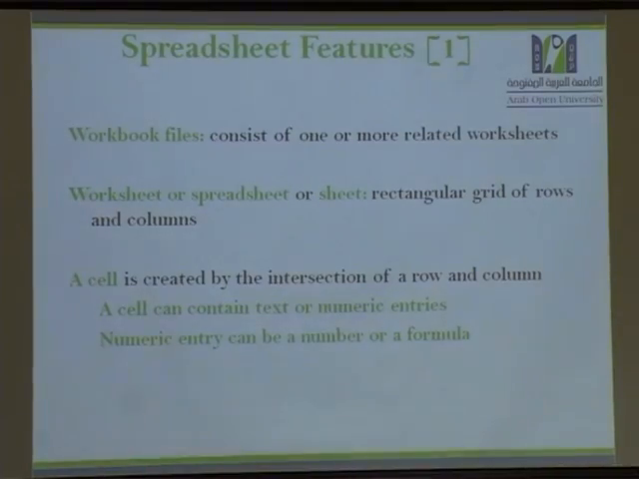Now we have a workbook file. The workbook file is a number of spreadsheets. So two or more spreadsheets are called a workbook. A workbook or spreadsheet, or even sheet, is just a rectangular grid of rows and columns. A cell is created by the intersection of a row and a column. It may contain text or numeric entries. Numeric entries can be a number or a formula.